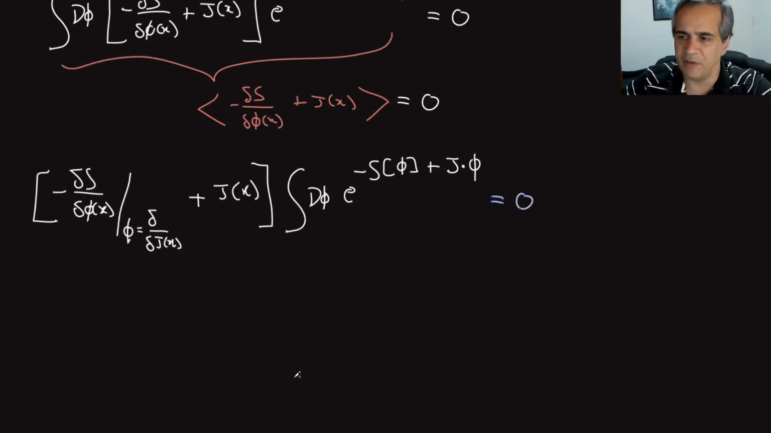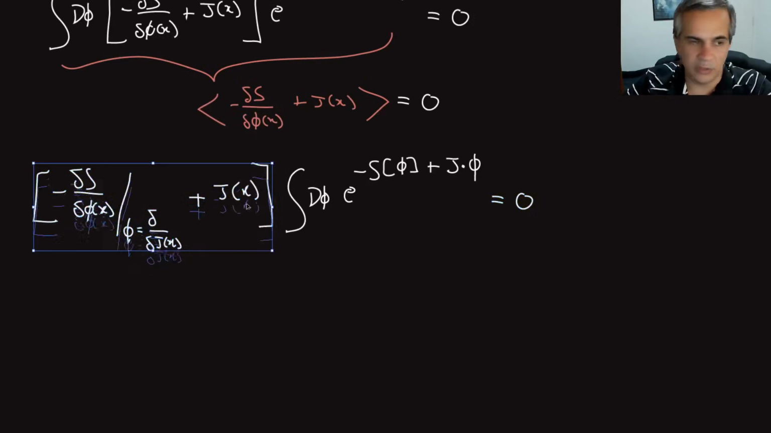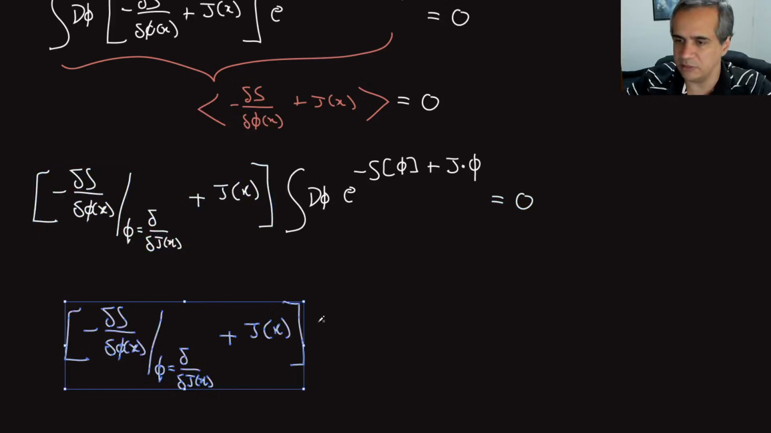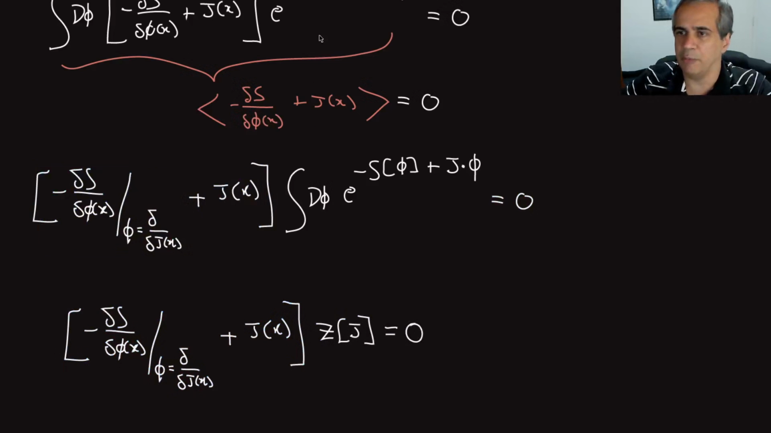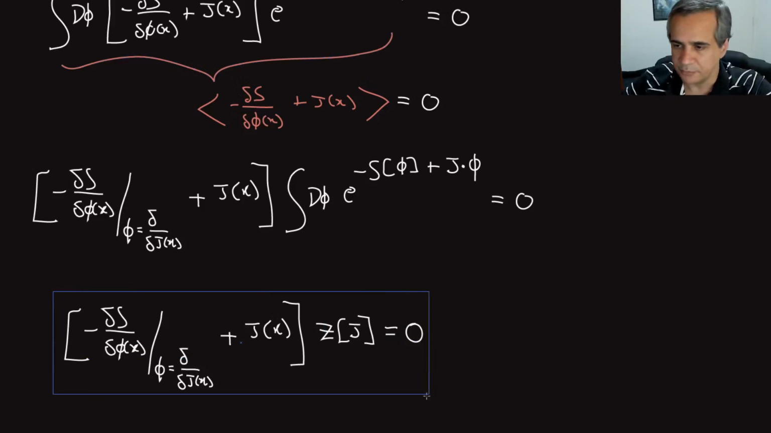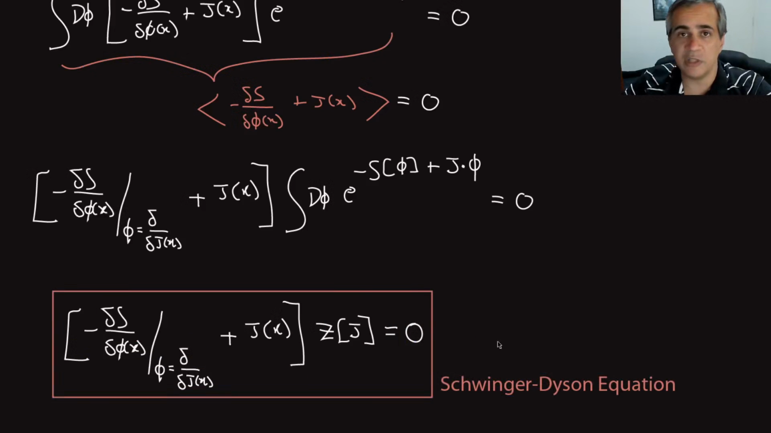And now, if I consider the boundary conditions here, so that this is the partition function, then I got to this equation, right? This will be just Z of j equal to 0. Let me put a box around this, because this is the equation that we wanted, right? The Schwinger-Dyson equation, or the Dyson-Schwinger equation. You see it both ways around in different books.